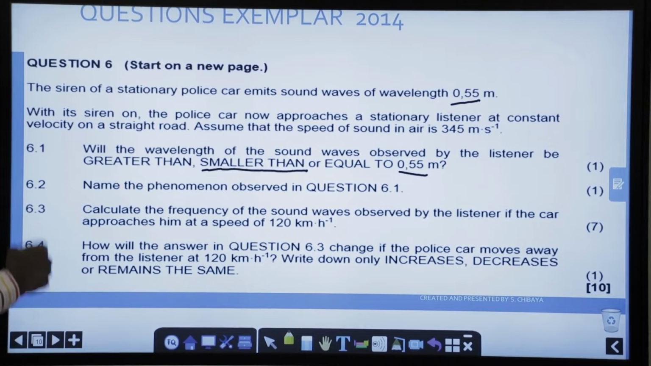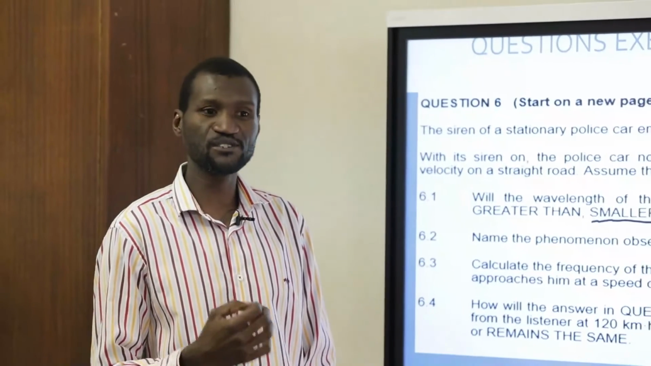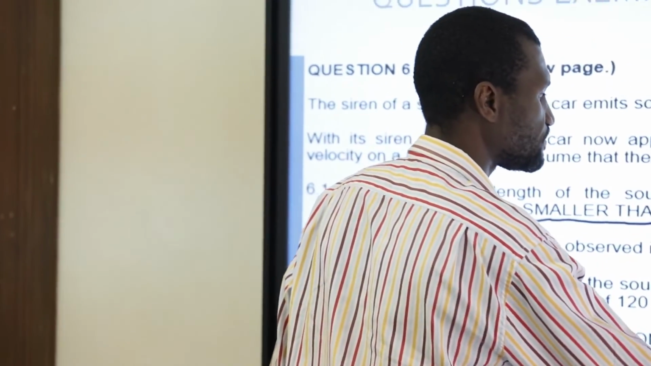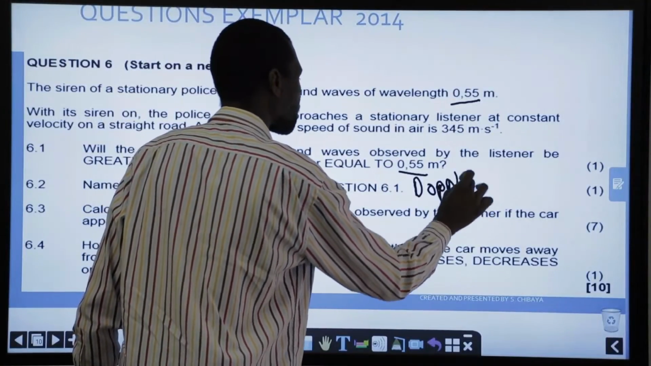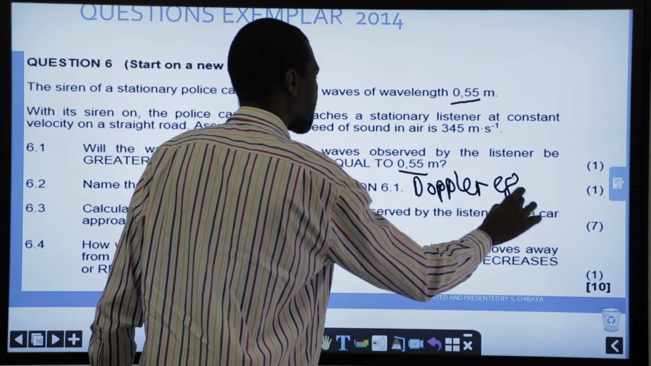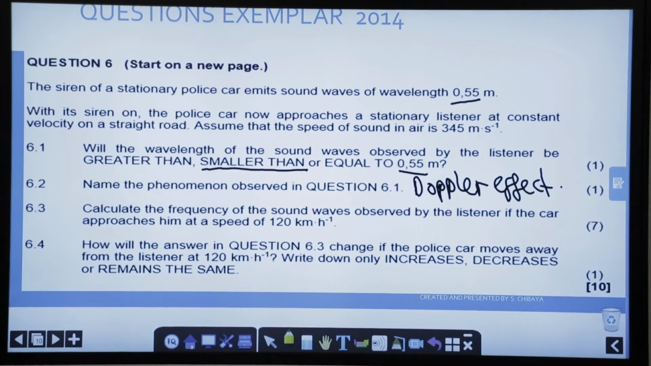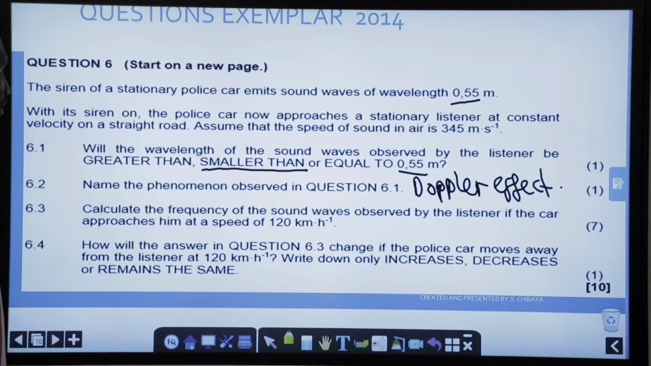Name the phenomenon that you have observed at this instance. So the phenomenon that is observed is obviously the Doppler effect. That is the observed phenomenon. All right, the next part says: calculate the frequency of the sound wave observed by the listener if the car approaches him at 120 kilometers per hour.